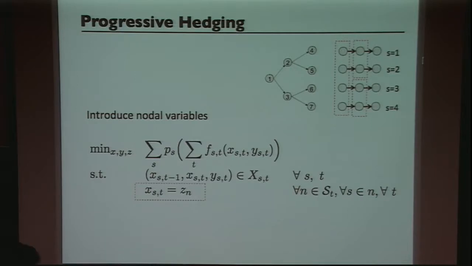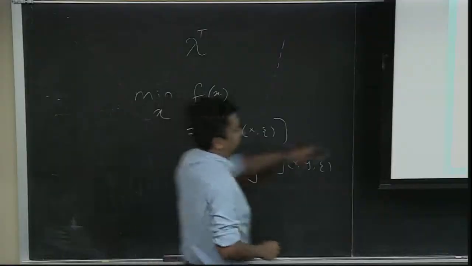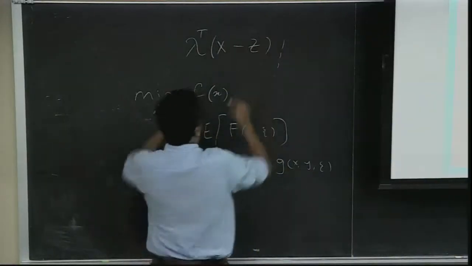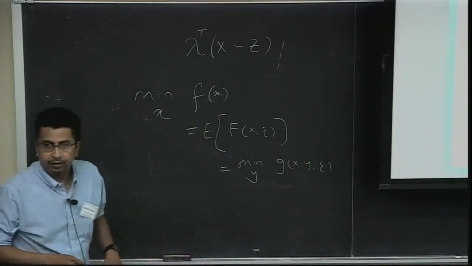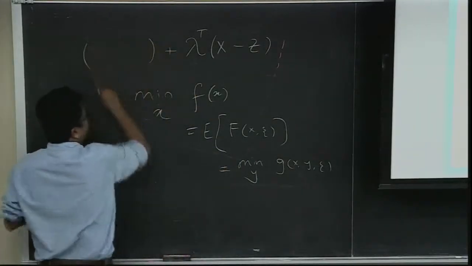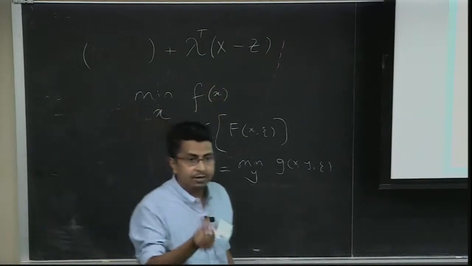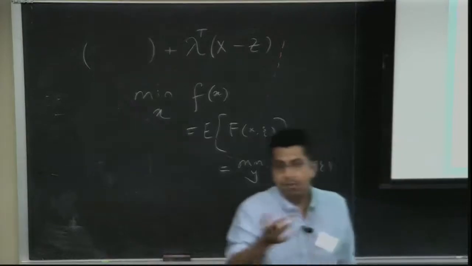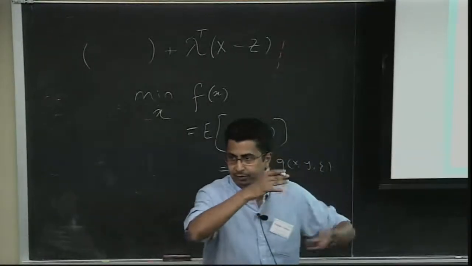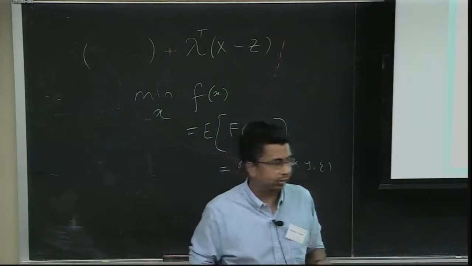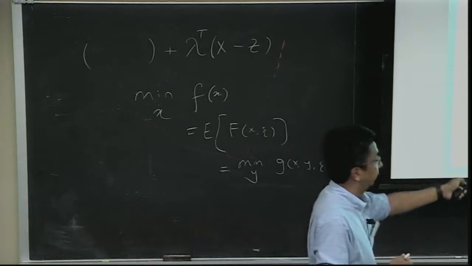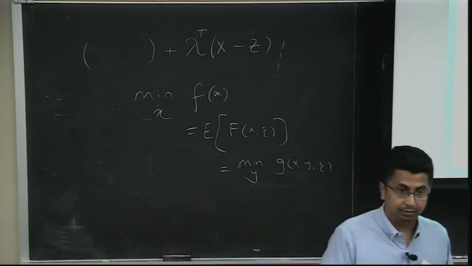So I will add to my objective lambda. Note that these are vectors, X and z's are vectors. So lambda times x minus z. I'm avoiding the subscripts. So I have the original problem objective, and I will add these terms. Lambdas are the dual multipliers, or the Lagrange multipliers, which we don't know. But somehow we have to find out to make the problems work together. Everything needs to work together. So we add these constraints to the objective. That gives us the Lagrangian relaxation.